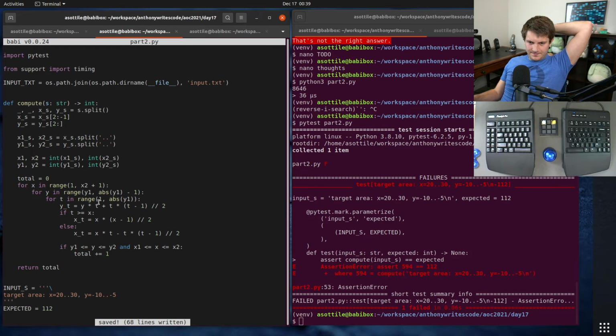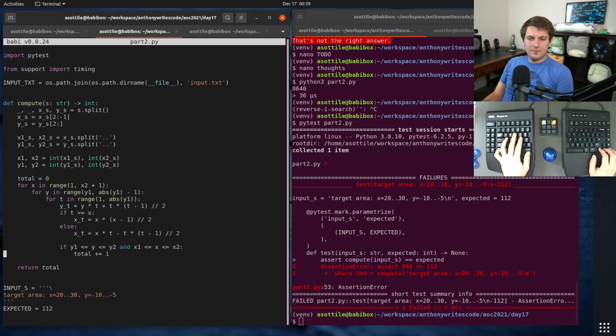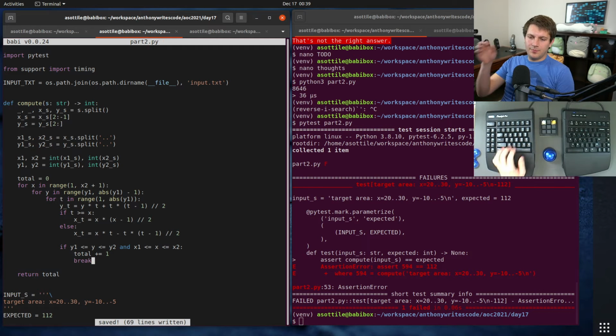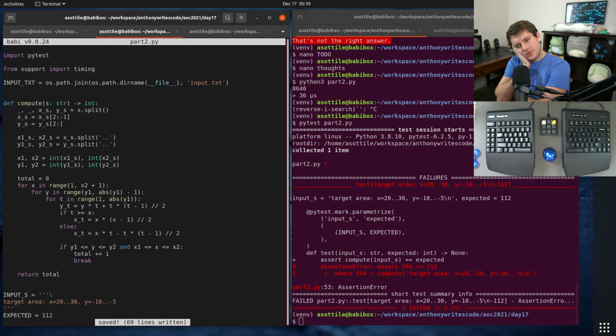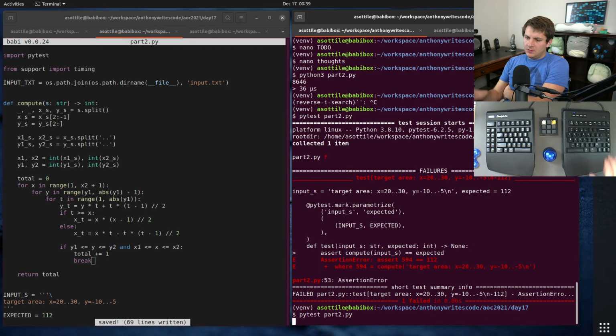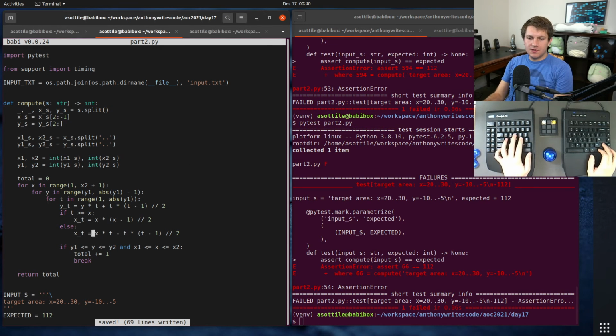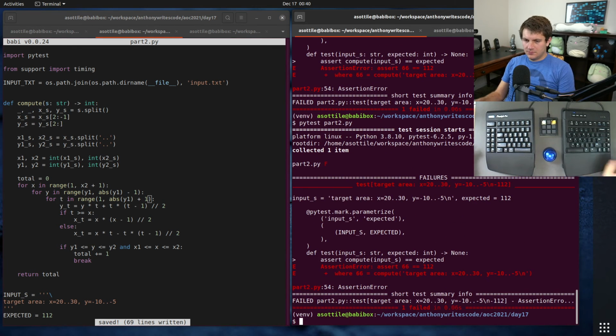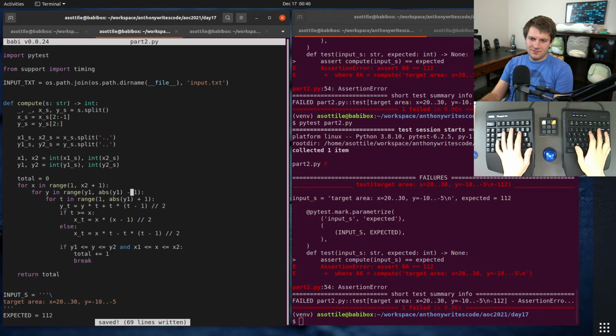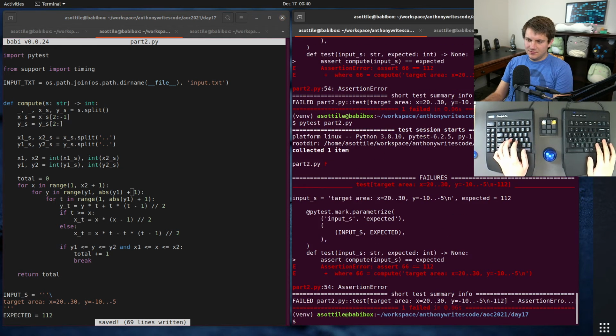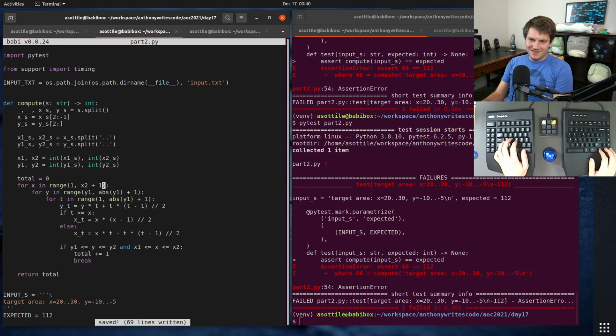Oh, we need to break here. We don't want to double count. And now we're undercounting. Oh, this is supposed to be +1. That doesn't change things either. Wait, why is this not working?